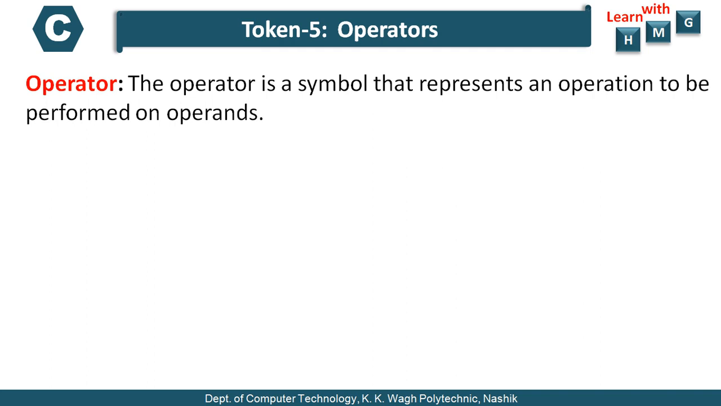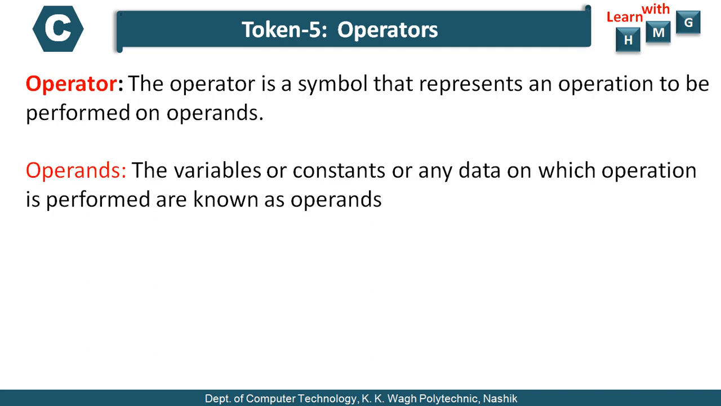What do you mean by operands? The variables or constants or any data on which an operation is performed are known as operands. Whenever you are performing an operation, definitely some data, some variables are participating, and they are called operands. Let us see the example. Sum is equal to NO1 plus NO2. So here sum, then equal to, then NO1, then plus, and NO2.